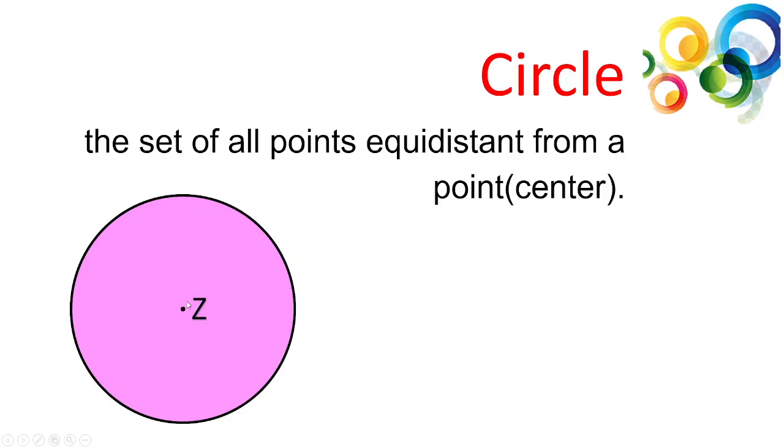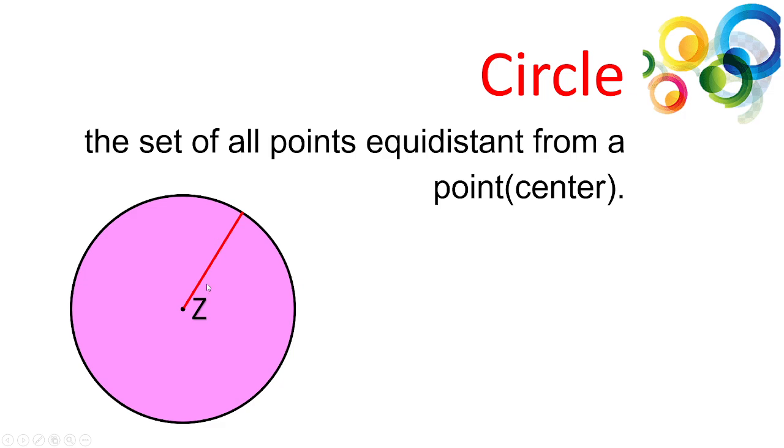So point Z here would be our center and this black boundary beyond this pink shade right here, the black boundary, that is our circle. So from this point here, Z, the center, to any point on the circle, the black boundary, any line segment that you can create towards the boundary from the center is the same distance, equidistant.